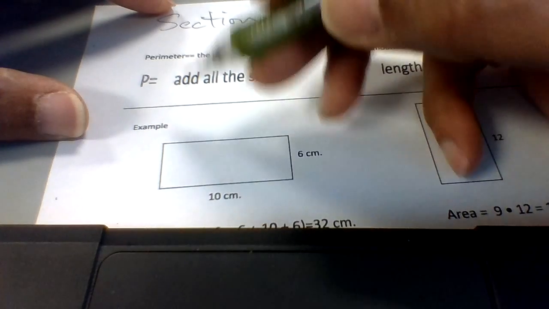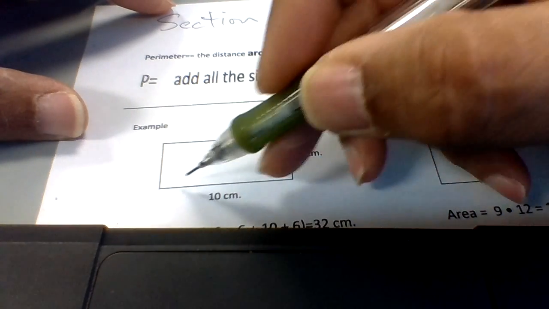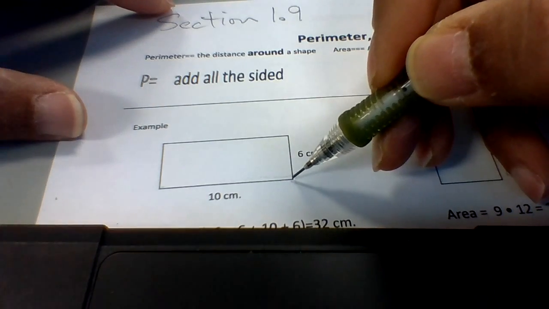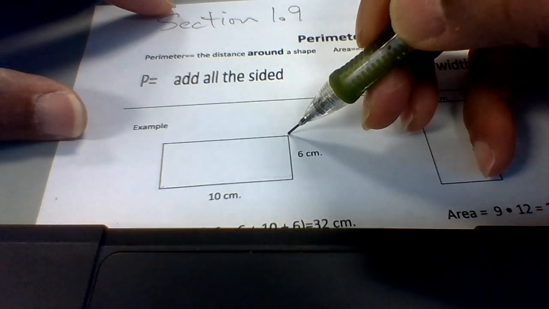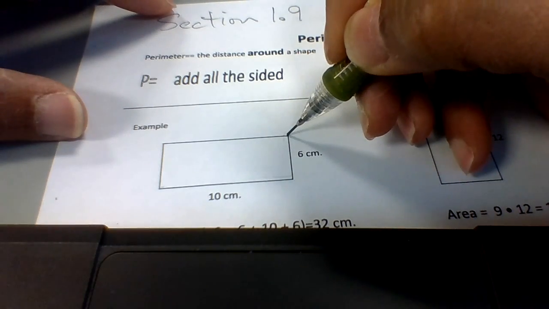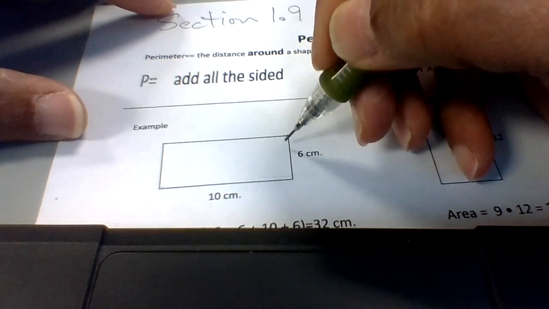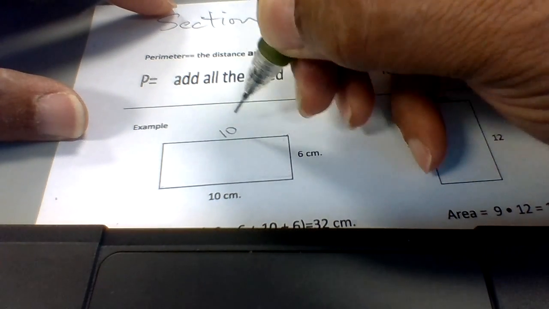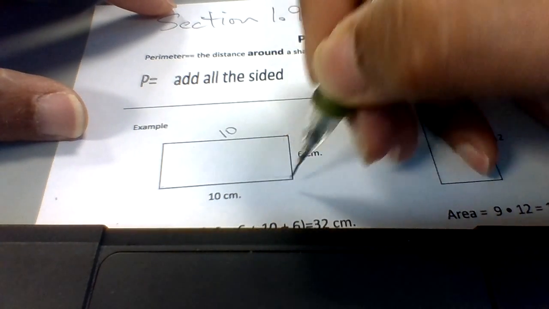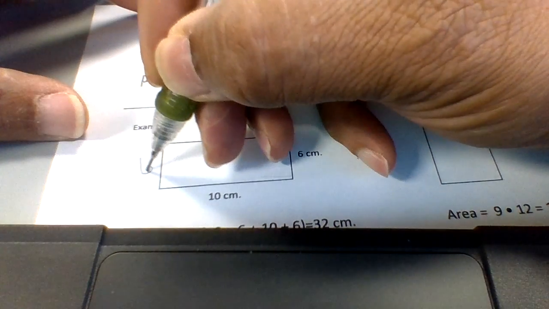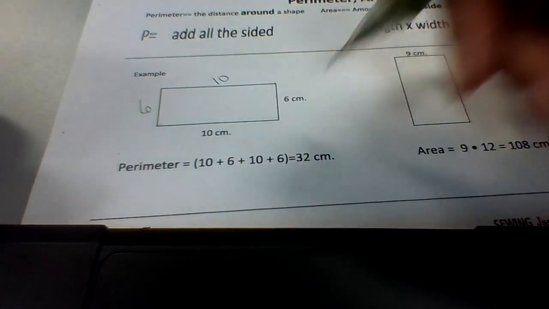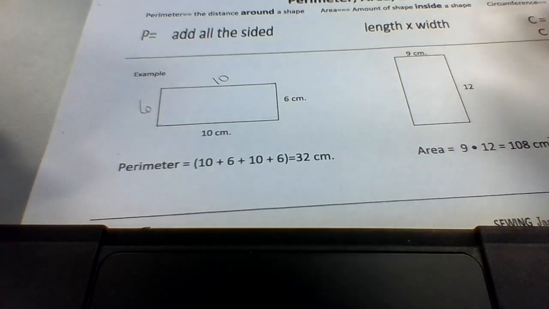In this example, to find the perimeter, I'm going to take 10, add 6, and it's not shown over here, but if you're one of those people who have a hard time remembering what to do, put another 10 over here because it's parallel to this. So 10 plus 6 plus 10 plus 6. And when you do that, you get 32 centimeters.